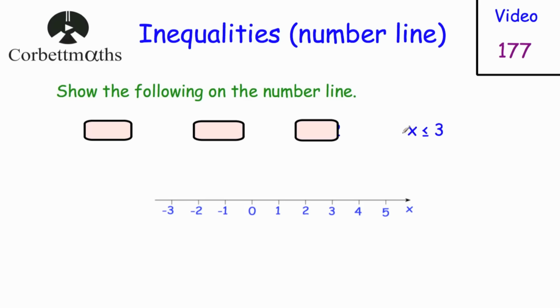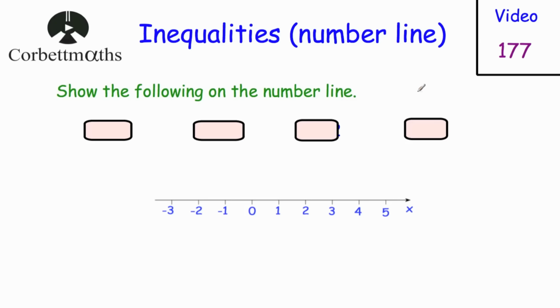So our next inequality is x is smaller than or equal to 3. Because it's smaller than or equal to, instead of doing a hollow circle, we do a shaded in circle at 3. And we do an arrow to the left, like so. And that's it. So that's how we represent inequalities where we've just got x is bigger than a number, or bigger than or equal to a number, or less than a number, or less than or equal to a number.